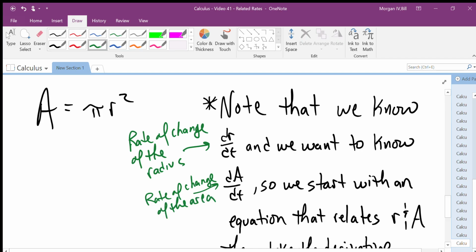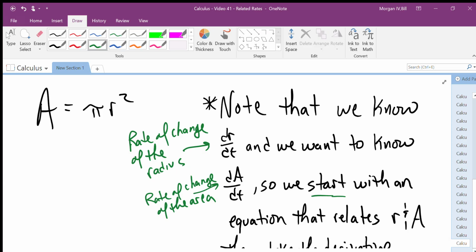So we have what we know, the rate of change dr dt. We want to know the rate of change in the area. That's the related rates. So what we have to do is start with an equation that relates r and A. If we start with an equation that relates r and A, and then take the derivative implicitly, when I take the derivative of A, we'll get a dA dt. When I take the derivative of r, we'll get a dr dt. And that will allow us to relate the dr dt, the rate of change of the radius, with the dA dt, the rate of change of the area.